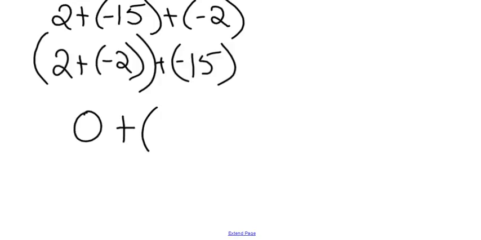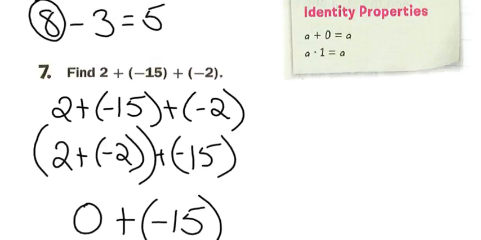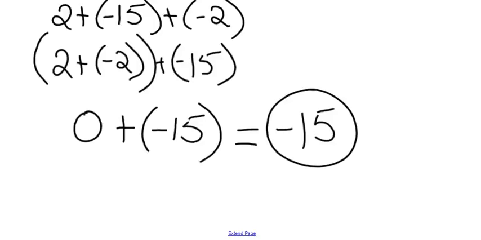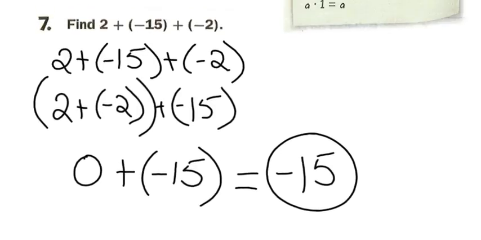And then I add 0 to negative 15. Well, what did that identity property up here tell us? Anything plus 0 is what you started with. So if I add 0 to negative 15, it's not going to change negative 15. It's just going to give me that same number. So 2 plus negative 15 plus negative 2 is actually negative 15.